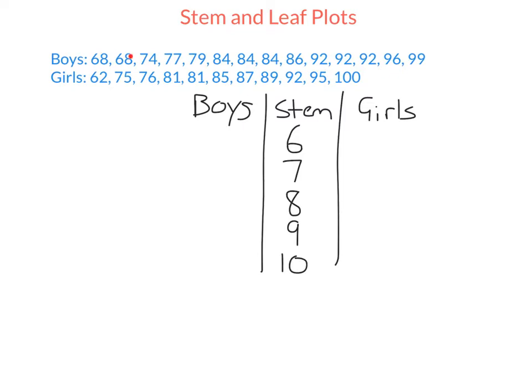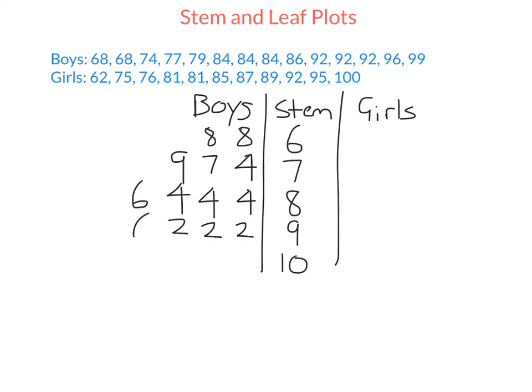So let's put all of these boys' scores over here. What we do is we have the lowest scores closest to the stem. So for the scores in the 60s, we have 8 and 8 for boys. This represents a score of 68. For the scores in the 70s, as I said, the lowest scores go closest to the stem. So I'm going to go 4, 7, 9. For the scores in the 80s, 84, 84, 84, and 86. Then I have 92, 92, 92, 96, and 99.